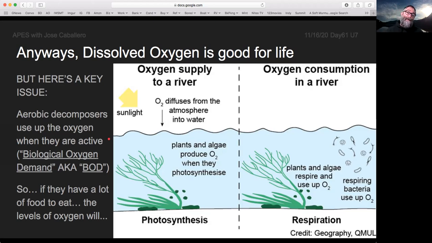We call that biological oxygen demand, or BOD, which is the amount of dissolved oxygen needed by life in water. And if the life in the water has a whole lot of food to eat, then they're going to need a whole bunch of oxygen to eat that food. You can guess this: give them a lot of food, they'll have a lot of stuff to eat, so they're going to be really active. So they're going to use up the oxygen.